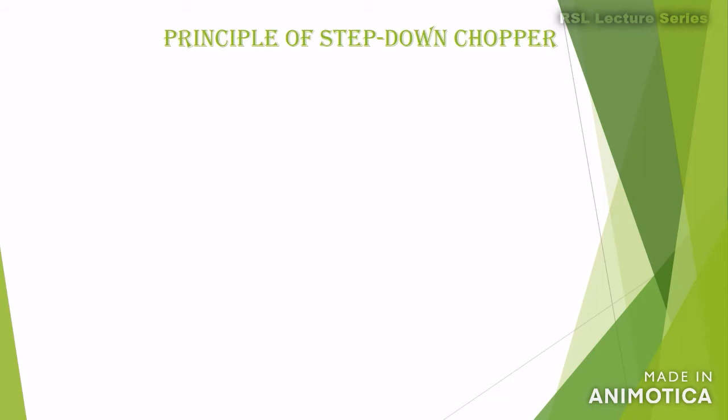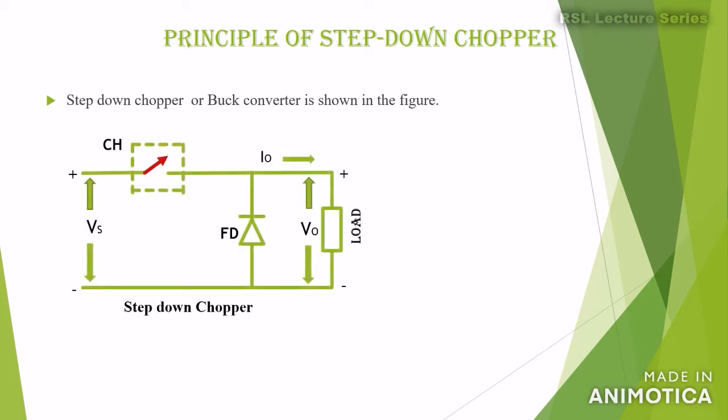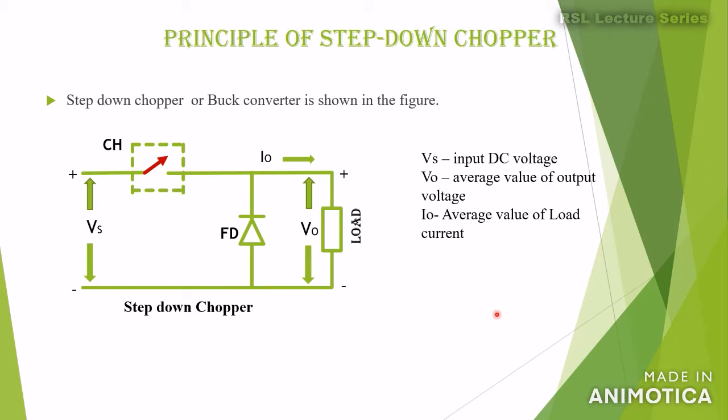Here we'll discuss the principle of operation of a step down chopper. The step down chopper is also called a buck converter. This is a schematic diagram of a step down chopper. Here Vs is the input DC voltage, a fixed value, and V0 is the average value of the output voltage, the voltage across the load. I0 is the average value of the current flowing through the load, that is the load current. And FD is the freewheeling diode.